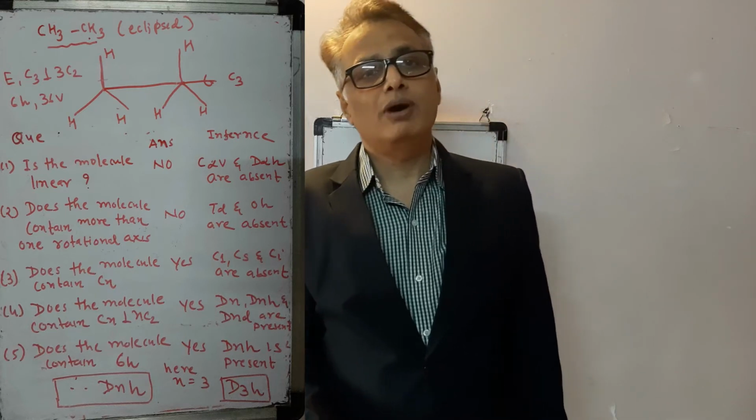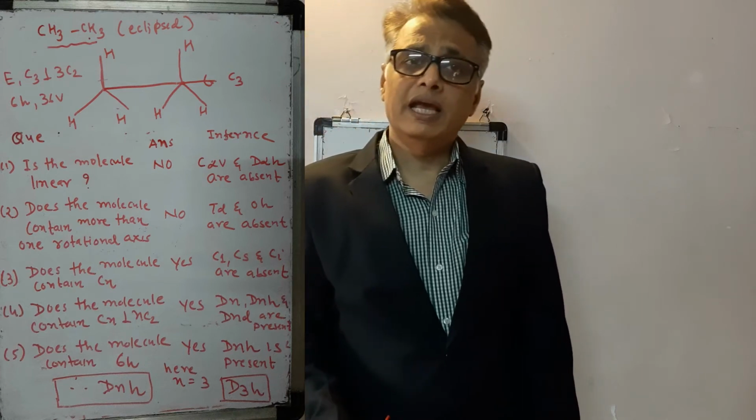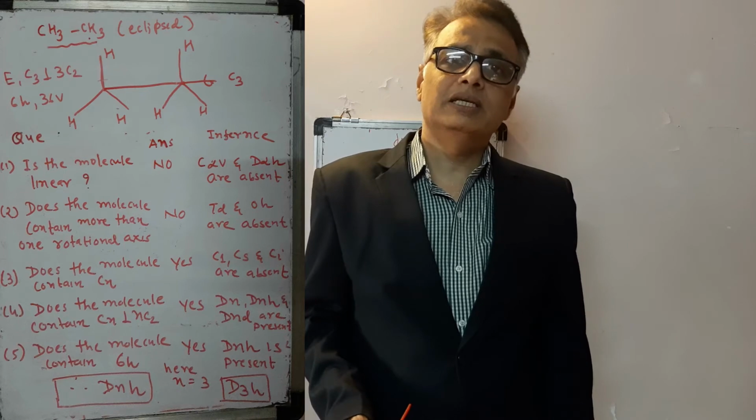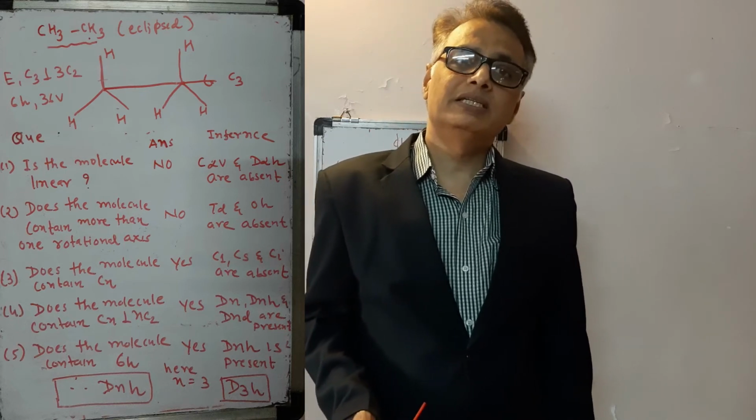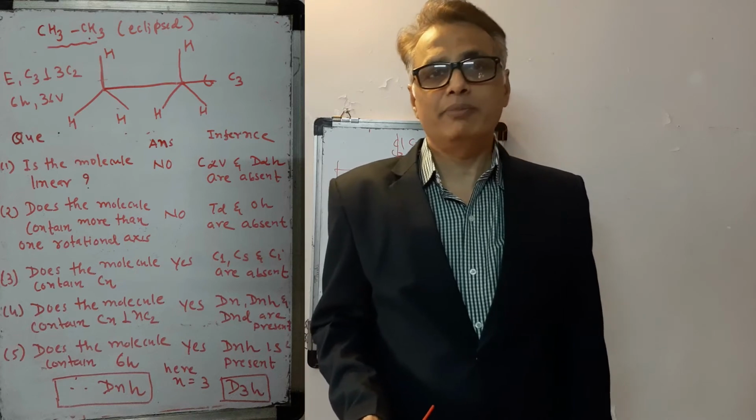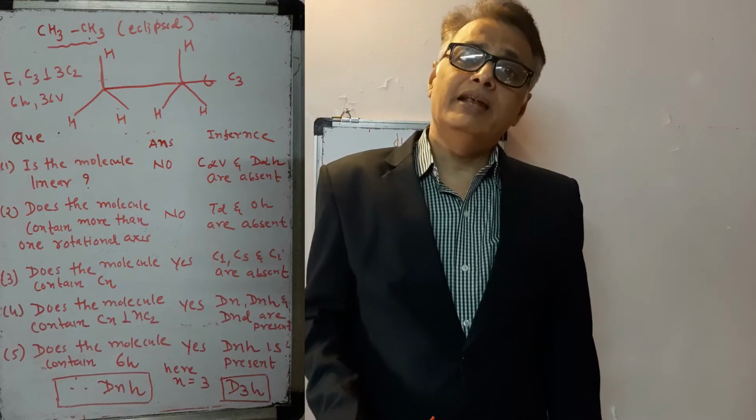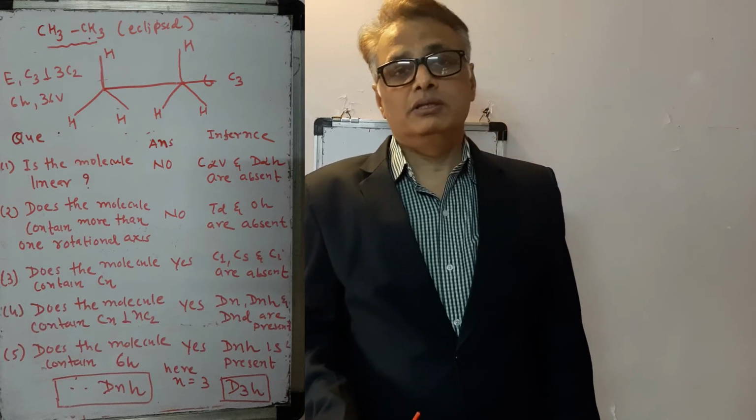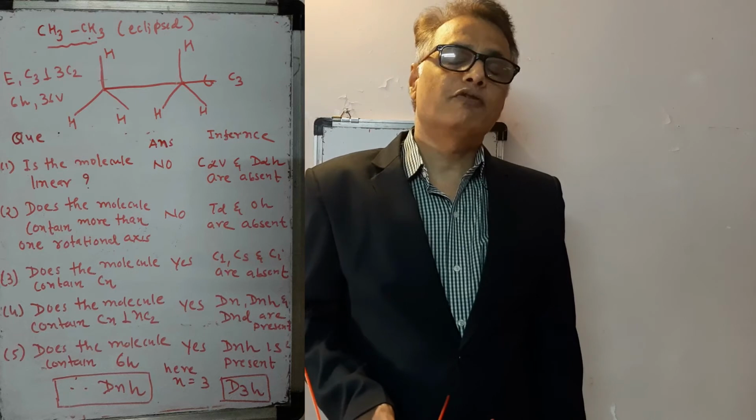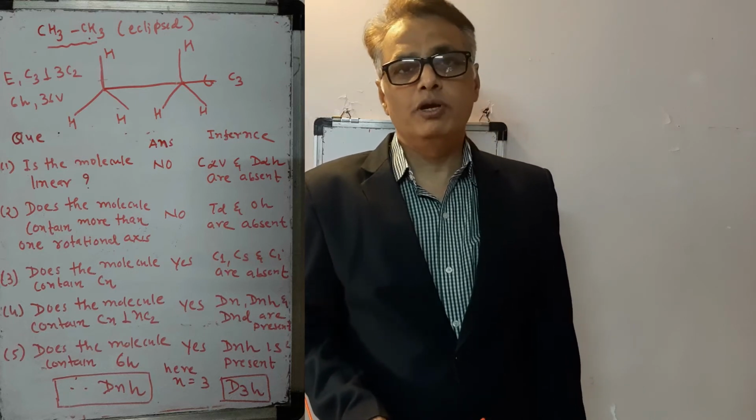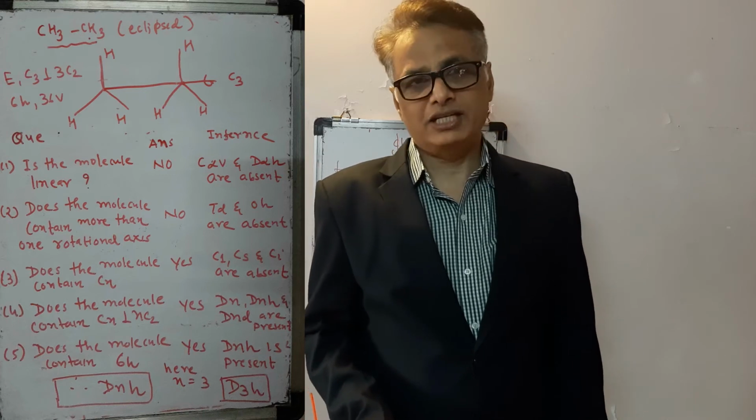Next question we are going to ask, does the molecule contain Cn perpendicular to nC2 axis? Answer is yes, therefore it belongs to dihedral group. That means Dn, Dnh and Dnd are present. Does the molecule contain horizontal plane of symmetry? Answer is yes, therefore it belongs to Dnh point group. Here n is equal to 3, therefore point group of this molecule is D3h.